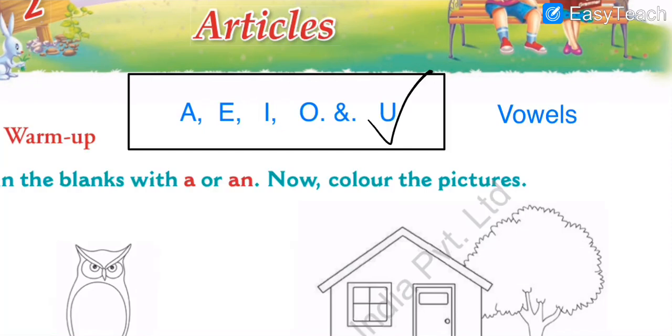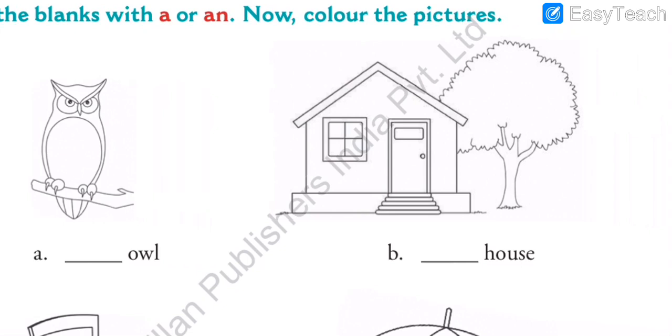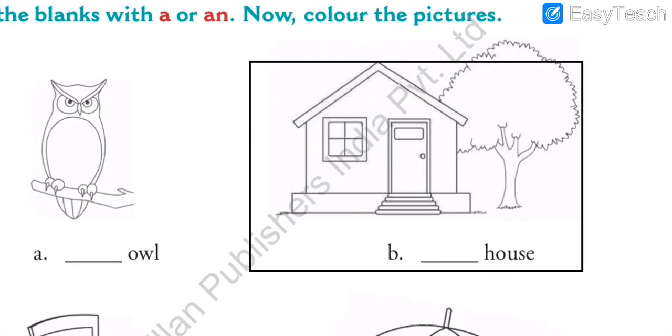I shall repeat it for you, just keep it in your mind. Other than A, E, I, O, U, whatever remaining alphabets are there from A to Z, all are consonants, right? Now say for an example, if I want to solve this blank, what can you see in this picture? House, right?